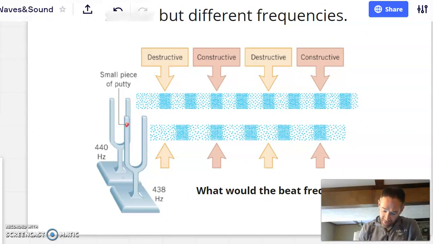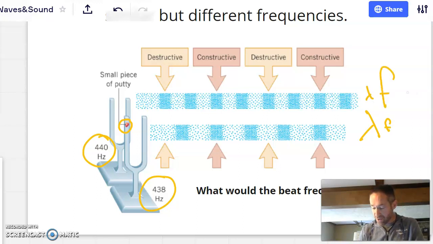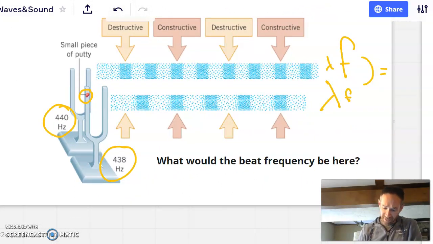We have a tuning fork that's vibrating at 440 hertz, and we have another one with a little piece of putty on there that's more difficult, so it vibrates a little slower, only 438 hertz. And so that means that this wavelength is going to be a little bit longer because this frequency is a little bit smaller, and this wavelength is going to be a little bit smaller because this frequency is a little bit bigger. Those two products will be the same, but regardless, the frequencies, they are not the same. And so you can see that they are going to continue to go in phase and out of phase.